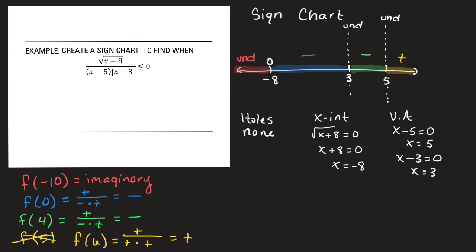Okay, so the question that I'm being asked is when is this function less than or equal to 0? So the only thing I care about are the sections where it is negative, and it can equal 0, so I can use brackets where 0 is included. So I'm going to go from -8, including -8, up to 3. I can't include 3 because it's an undefined value. And then I'm going to go from 3 to 5, using parentheses on both of those because both 3 and 5 are undefined values on the graph.